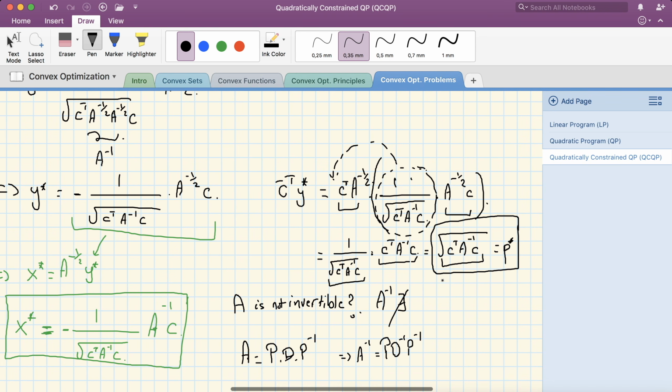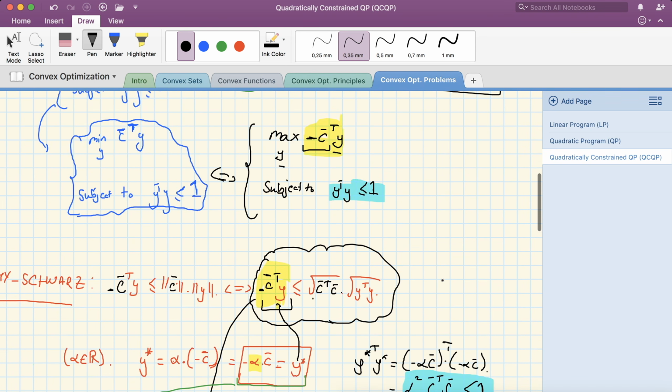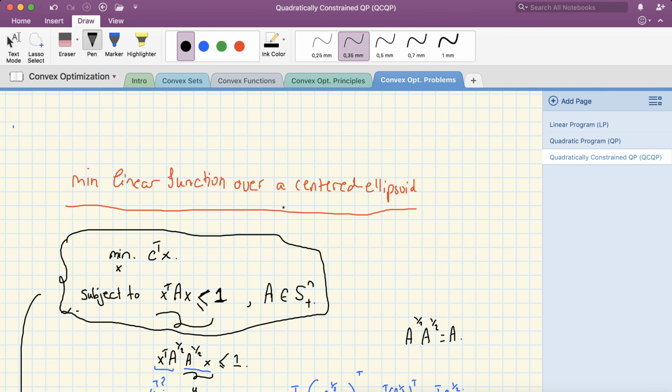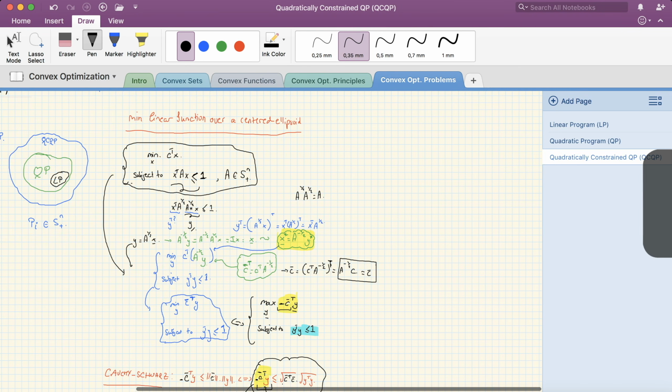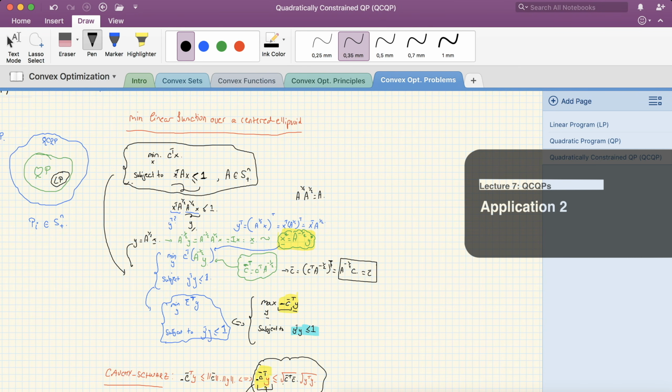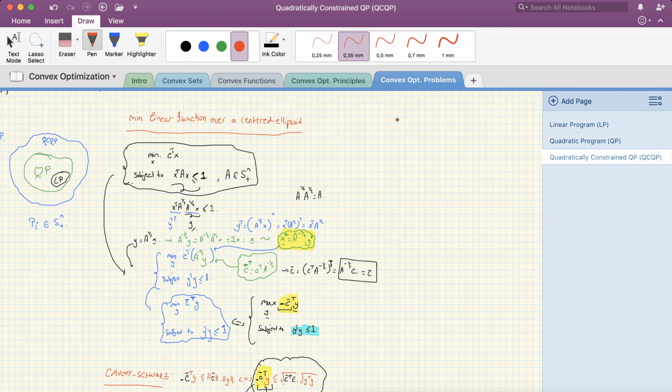Okay, so this wraps it up for this problem, namely the minimization of a linear function over a centered ellipsoid. Now, what happens if the ellipsoid is not centered anymore? That is, we're still minimizing the same cost, right? But this time over a different constraint. Now, minimize the same problem right here. So let's refer to this problem as P1. So P2 would be P1 plus an uncentered ellipsoid.